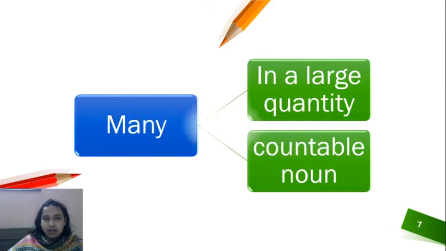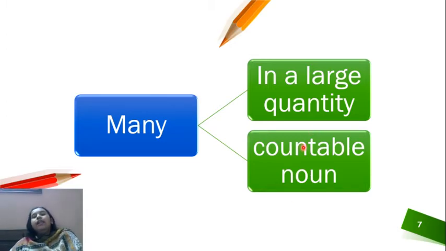Many is used with countable nouns, which are in a large quantity. Let me give you some examples, like erasers, we can count erasers. Then pencils, we can count the pencils. So these are countable nouns and they can be in a large quantity also, so we would be using many.